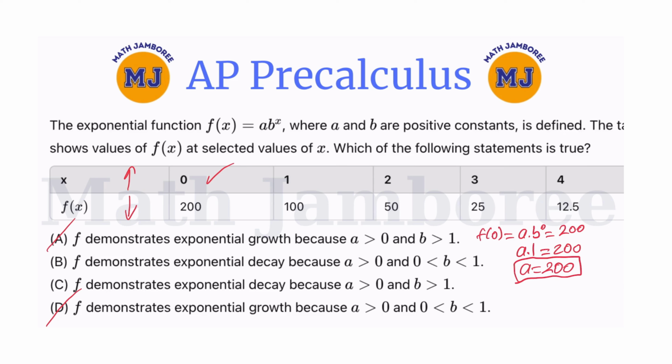For the b, I'm going to use f of 1, the second data. So 200 times b to the power of 1 is equal to 100. So we will divide both sides by 200. That gives you 100 over 200, which is 1 over 2. So the b is 1 over 2, which is between 0 and 1. Therefore, the correct answer is choice B for this specific question.